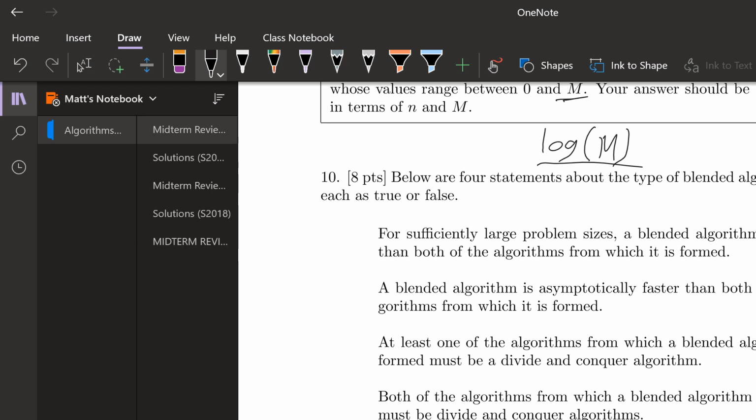I'm bored of merge, so we're going to do quick sort now. Both of the algorithms from which a blended algorithm is formed must be divide and conquer algorithms. No. No, because I don't think any of the ones we've looked at so far have been divide and conquer algorithms.